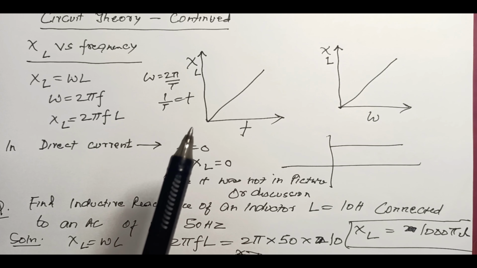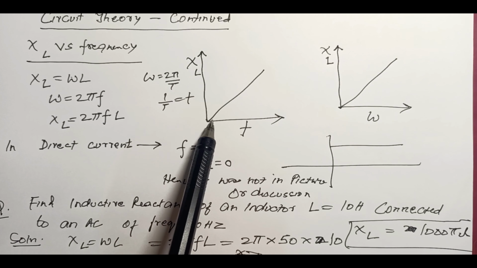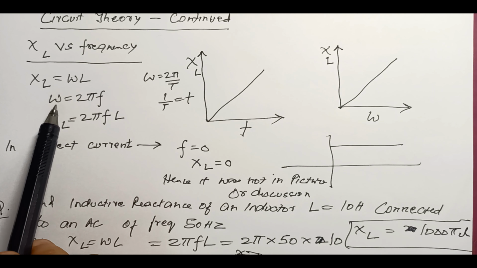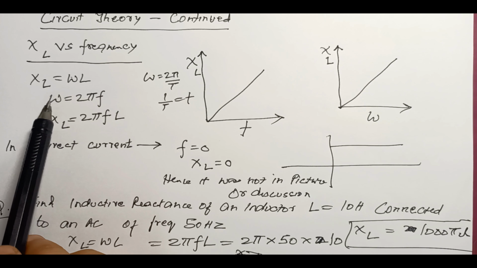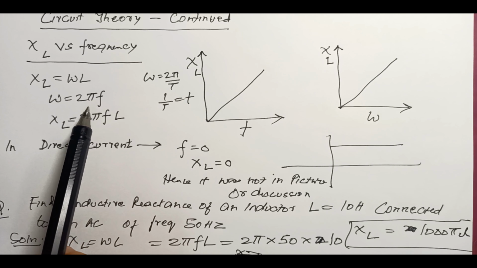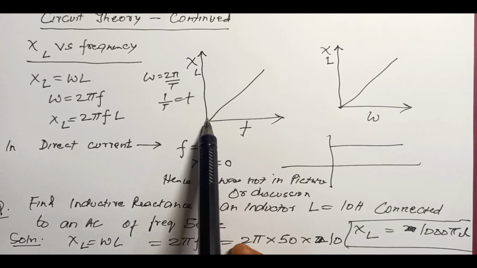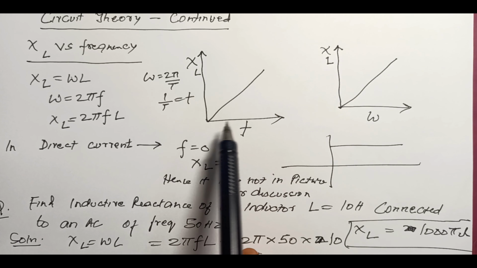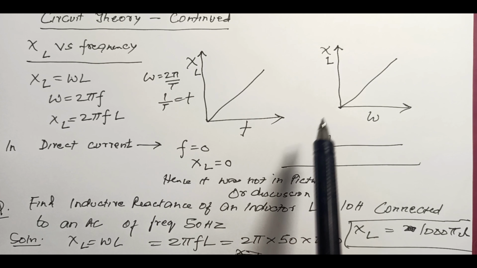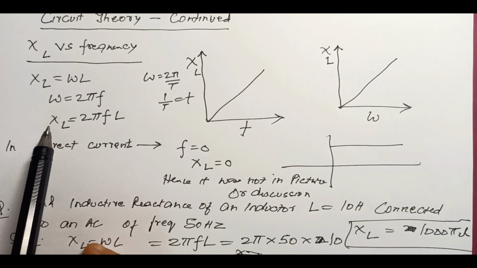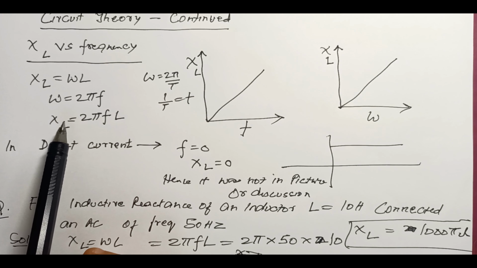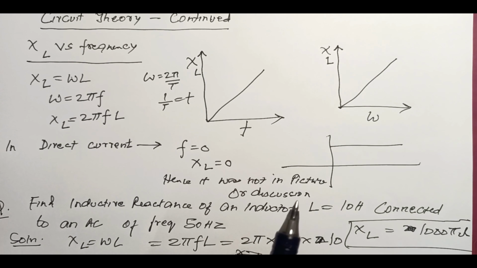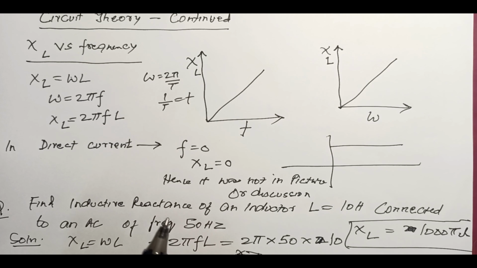Now, if I have to draw a graph between omega and F, omega is proportional to F. So basically it will be a linear curve. Similarly, if we draw a graph of XL and omega, it is a straight line, right? Now remember one more thing: this is alternating current.